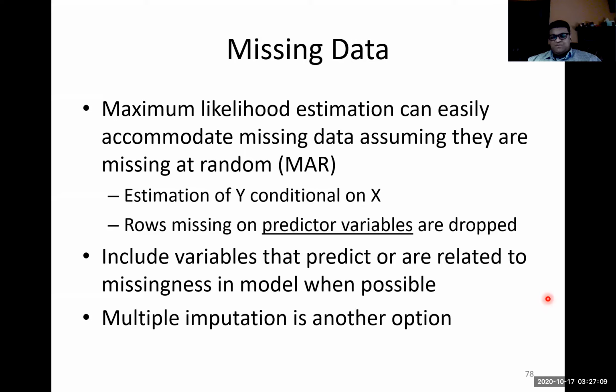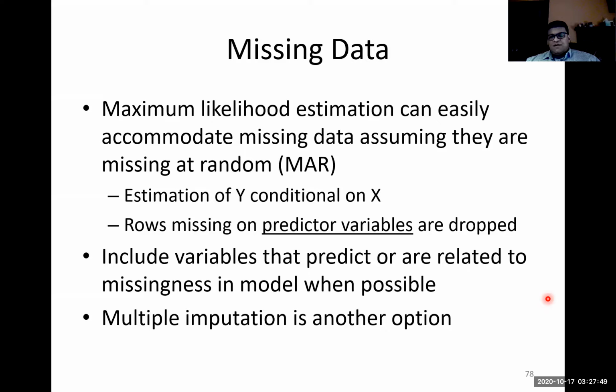Another issue with longitudinal data generally, and certainly it's a case with intensive longitudinal data, is missing data. Now, there are courses and books on missing data, so we're not going to be able to go into a lot of detail here. But there are a few points that are worth making. One is that the maximum likelihood estimation approach that's reflected in multi-level modeling can accommodate missing data, assuming that the data are missing at random.